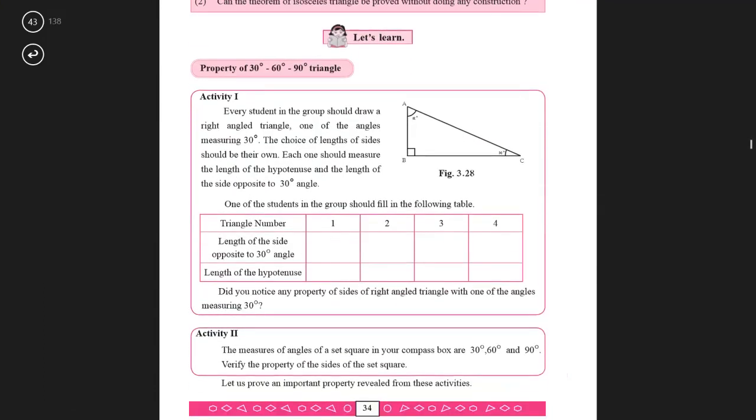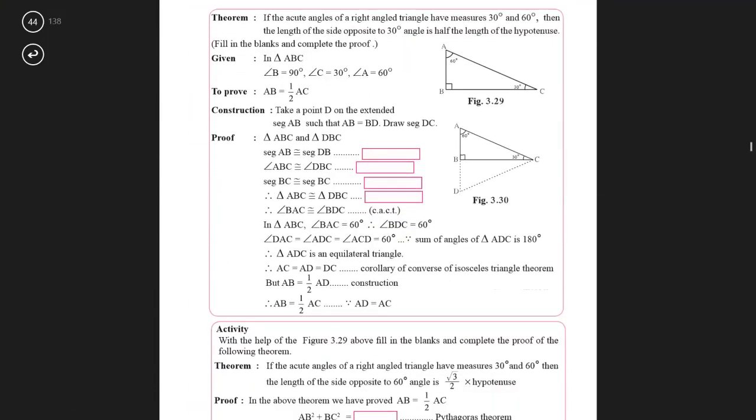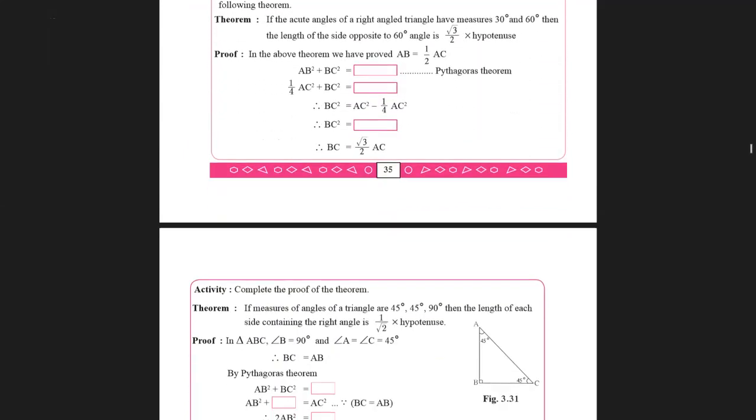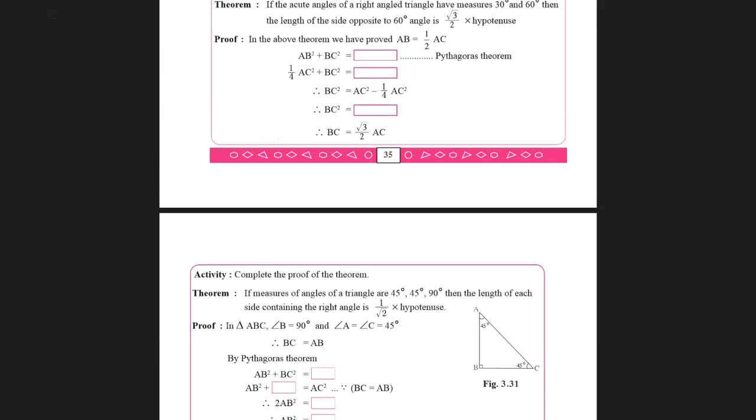Then we go to property of 30, 60 degree, 90. So you will write this theorem with the complete proof. Okay, I have explained to you whatever you have to write in those boxes. This complete proof you will write. Then this particular theorem also of acute angles are 30, 60. The length of the side opposite to 60 degrees, root 3 by 2 times hypotenuse. So this you will write.